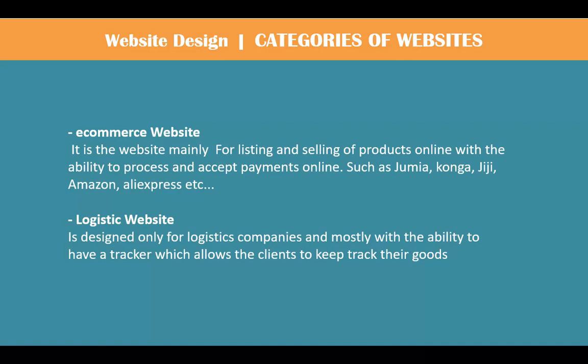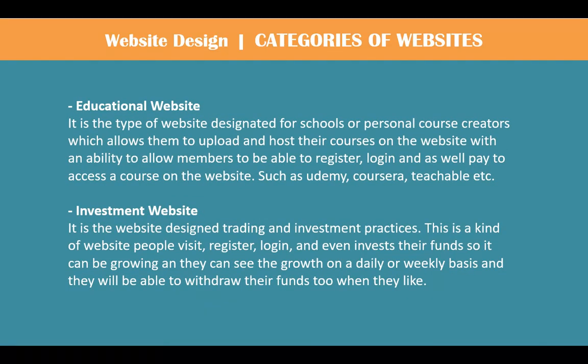E-commerce website is another category of website. It is a website mainly for listing and selling products online, with the ability to process and accept payment, such as Jumia, Konga, Gigi, Amazon, and AliExpress, etc. Logistic websites are mainly for logistic companies, with the ability to have a tracker which allows the client or the customer to keep track of their goods.